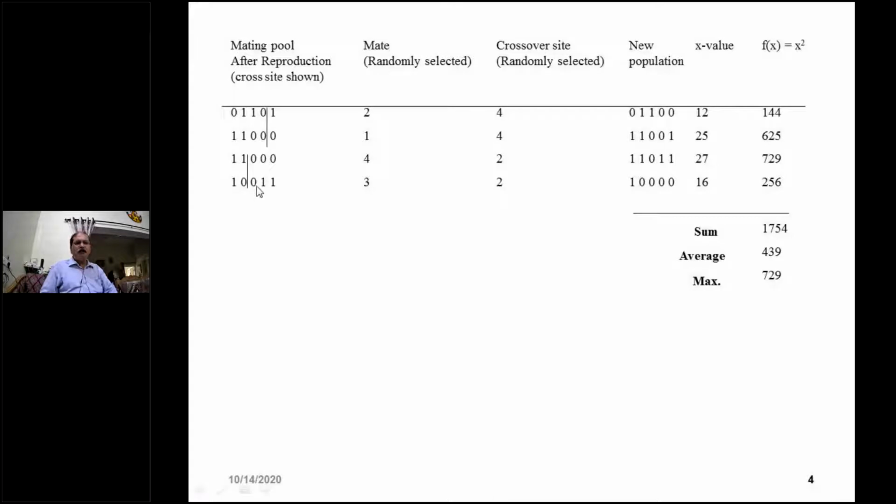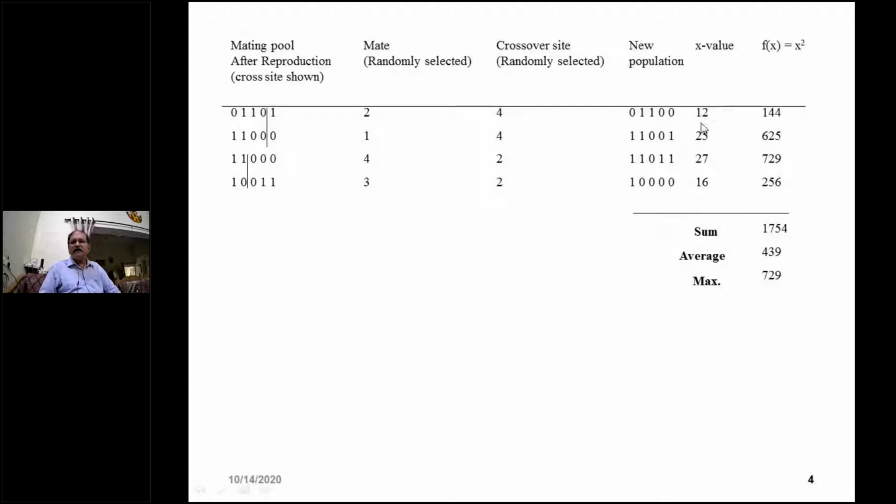For the third and fourth population members, or chromosomes, the crossover point is this. So the information beyond this point is exchanged. The third string becomes 11011, and the fourth string becomes 10000.